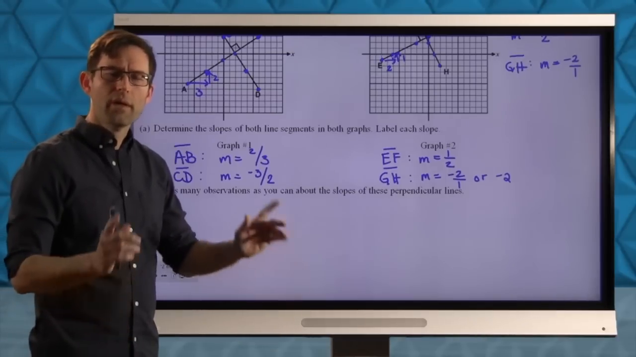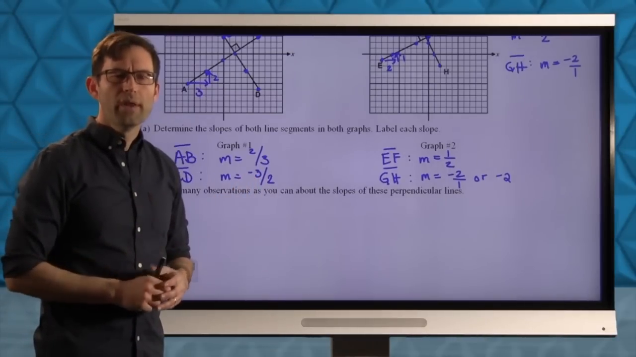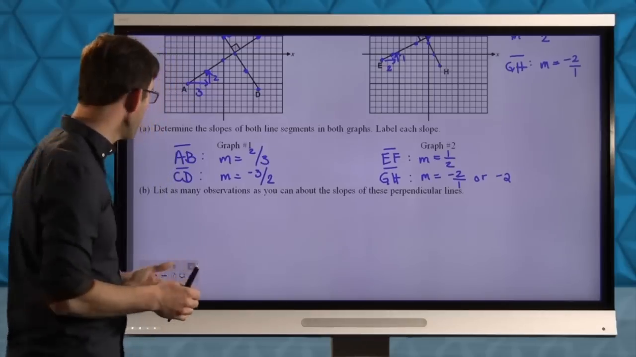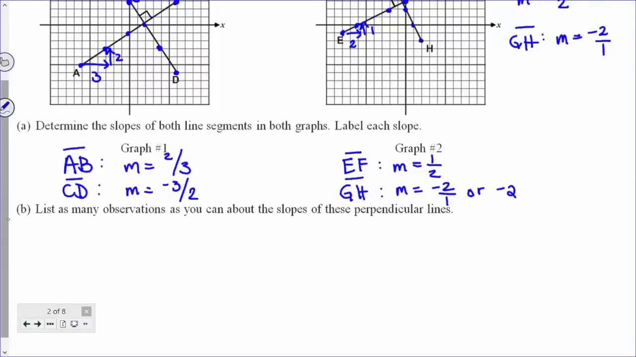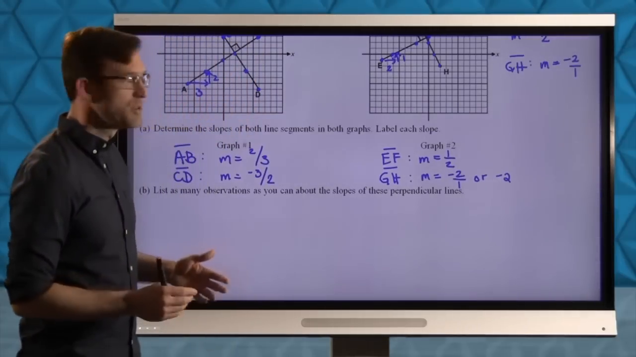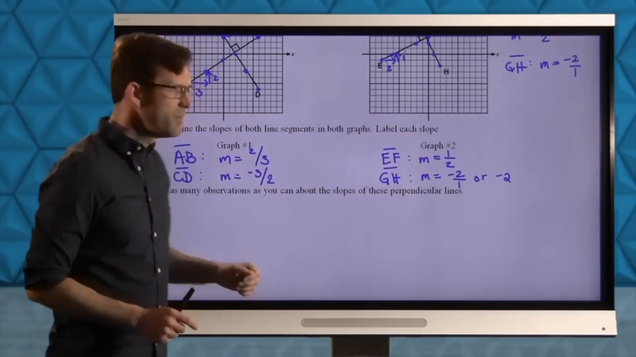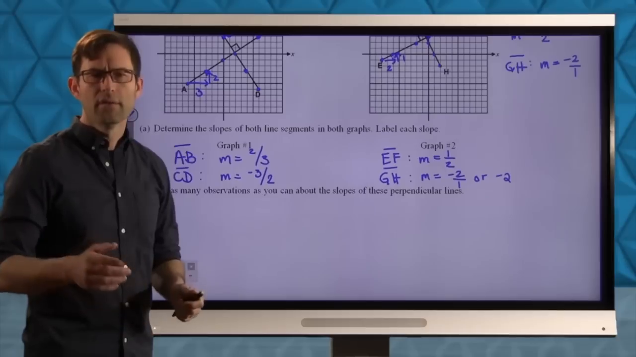All right. Now what we'd like to do is see if we can deduce a pattern here. Letter B says, list as many observations as you can about the slopes of these perpendicular lines. Now again, what I want you to do is compare these, think about them, and write down anything you can. Take a few moments.